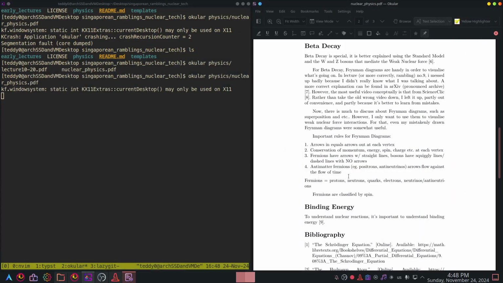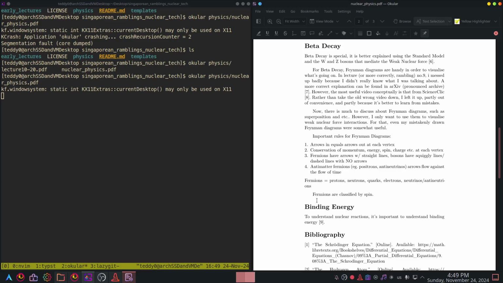Hi, I just want to start us off with binding energy. So before that, I want to make some notes. In lecture 9, or rather rambling 9, because a lot of it was wrong, especially the Feynman diagrams, I drew the Feynman diagrams to have a neater way of visualizing the flow of particles, energy, momentum.